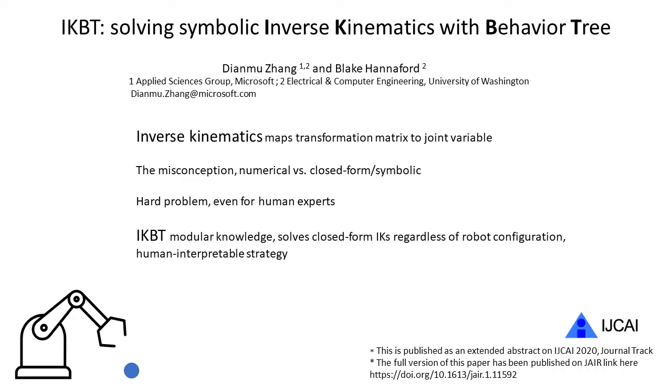In this work, we developed a knowledge-based AI agent, IKBT, to solve symbolic inverse kinematics. Inverse kinematics, or IK, solves the problem of how to control robot arm joints to achieve desired end-effector positions and orientations. This is critical to design and control any robot. In other words, inverse kinematics maps a transformation matrix to joint variables.